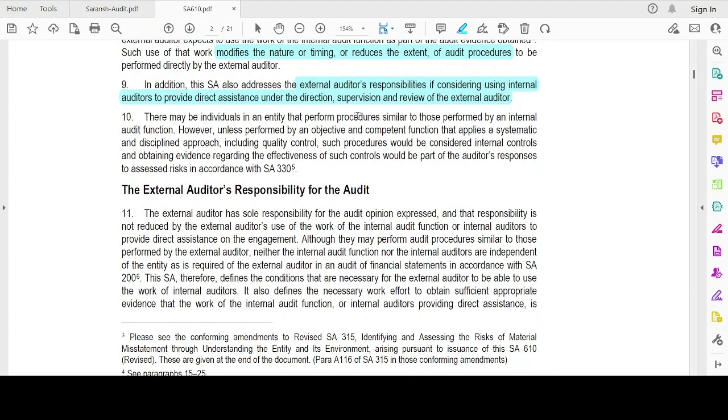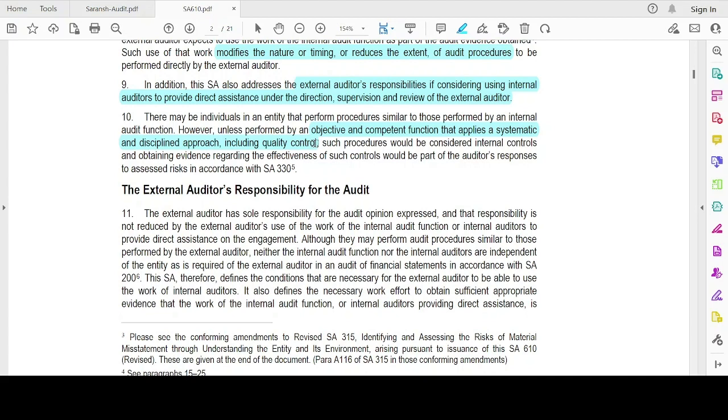There may be individuals in an entity that perform similar procedures to those performed by the internal audit function. However, unless performed by an objective, competent function that applies a systematic and disciplined approach, including quality control, such procedures would be considered as internal controls, and obtaining evidence regarding the effectiveness of such controls would be part of the auditor's responses to the assessed risks.